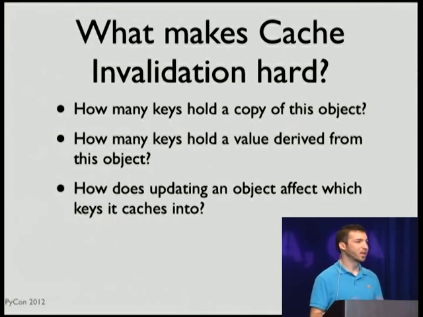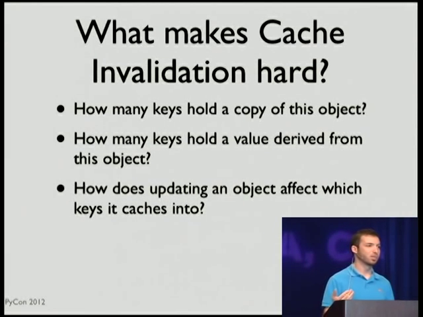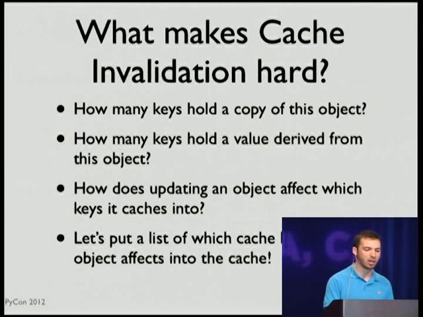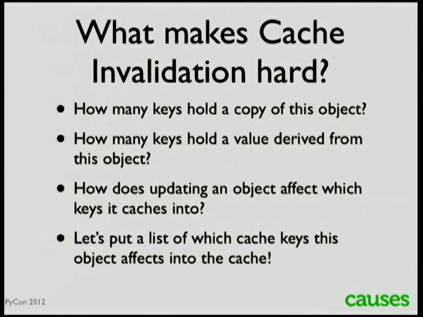So if you are creating cache keys that are based on your user's name, for instance, then when you change this name, you need to update both the cache keys for its name before the update as well as its name after the update in order to keep your cache consistent. So I have an idea. Let's list which cache keys this object affects and put that list into the cache, right? Well, I mean, I guess.